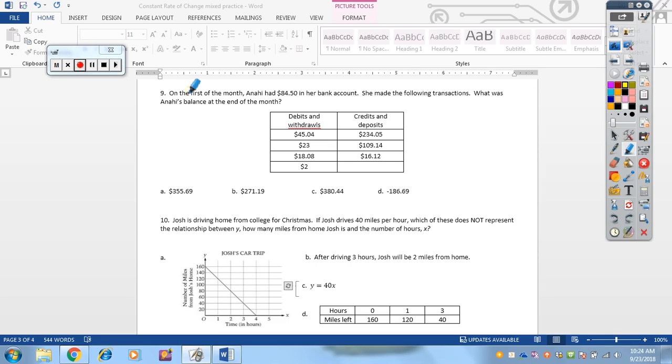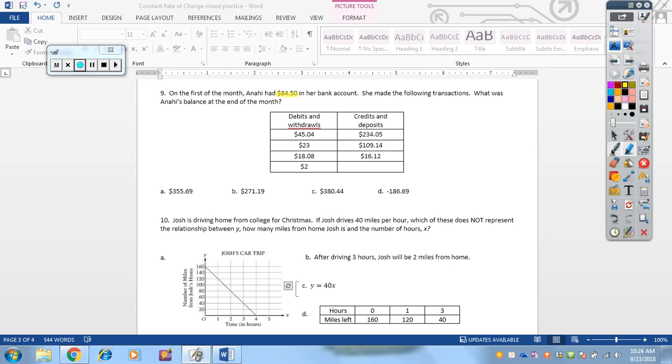All right, on the first of the month, Anna E. had $84.50 in her bank account. She made the following transactions. What was Anna E.'s balance at the end of the month? So here's the deal. Highlight, underline, circle, draw a big fat arrow, make it a color. This $84.50 is what we forget.